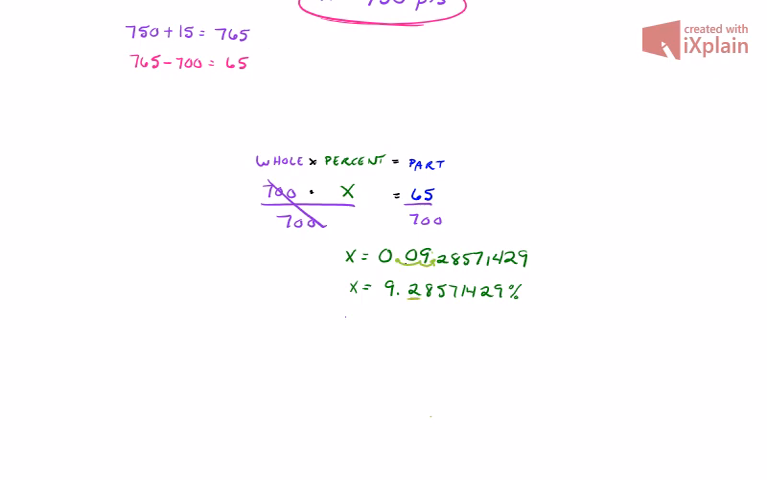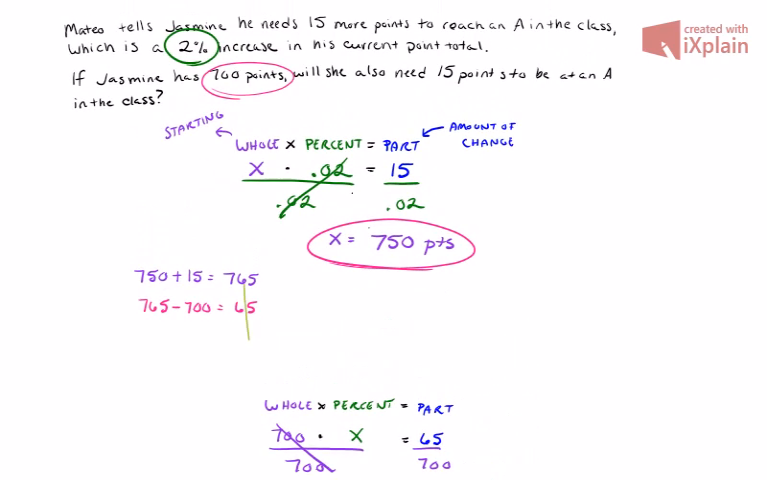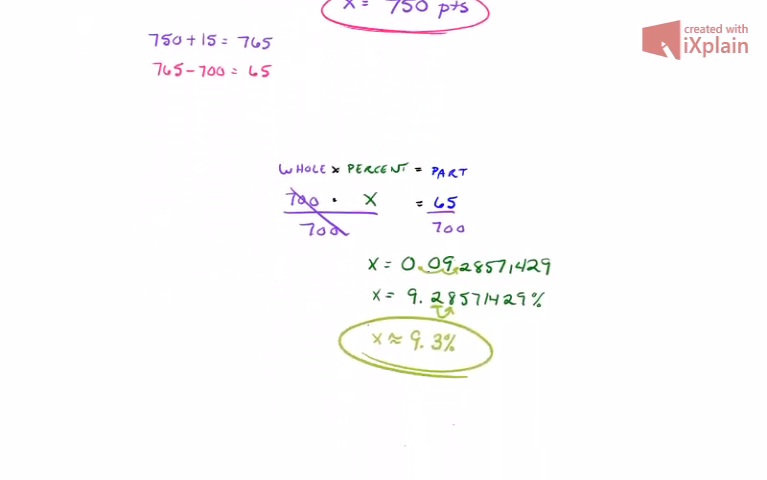Nowhere in the directions did it say to round to this place. I'm deciding. So if I want to round it to the tenths place, I'm going to look to the digit to the right and see that it's an 8. So that's going to tell me that x is approximately 9.3%. So Jasmine needs to increase her point total by 9.3%, while Mateo only had to increase his by 2%.